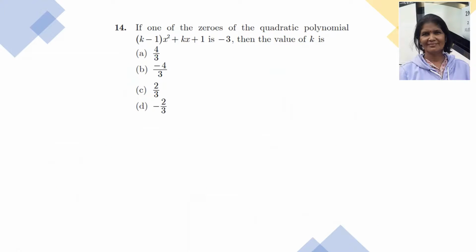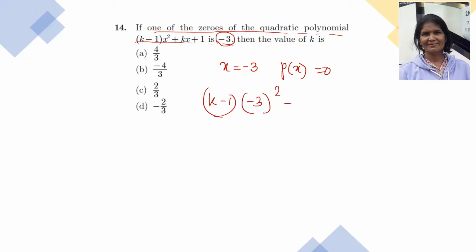Next. Question number 14. If one of the zeros of the quadratic polynomial (k minus 1)x square plus kx plus 1 is minus 3, the value of k is what? One of the zeros is minus 3. So I'll put x is equal to minus 3 and I'll make the polynomial 0. So it will be (k minus 1) into minus 3 square plus k into minus 3 plus 1 is 0. Now you have to simplify this to get the values, whether A is correct, B is correct, C is correct, D is correct.